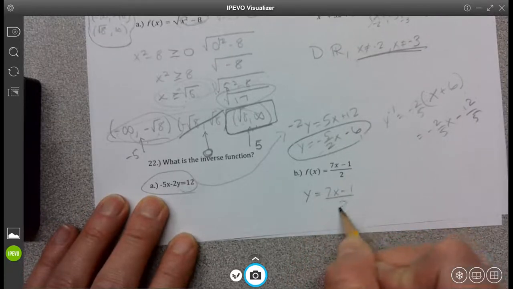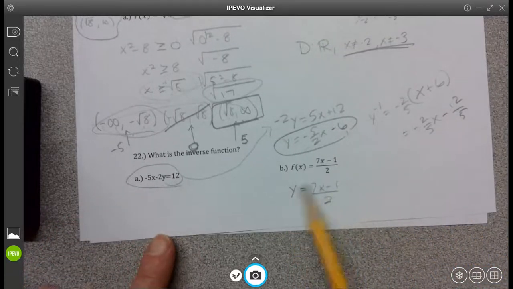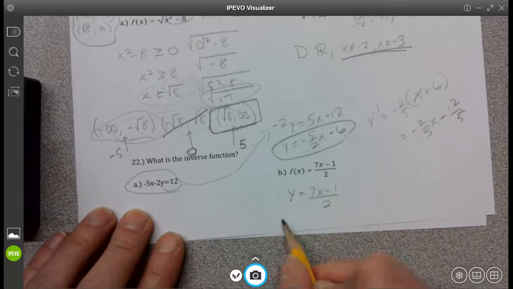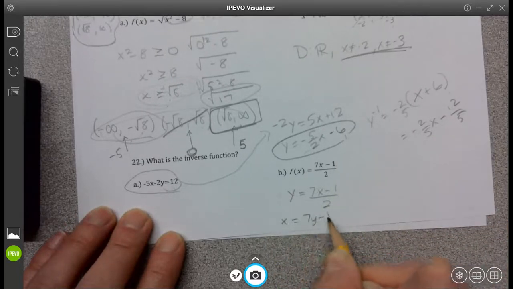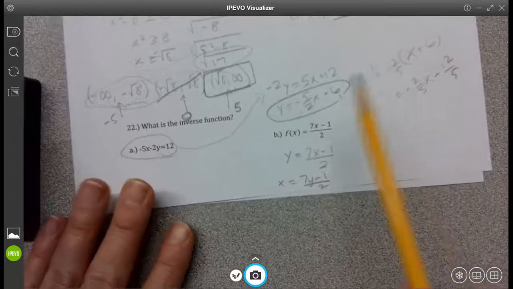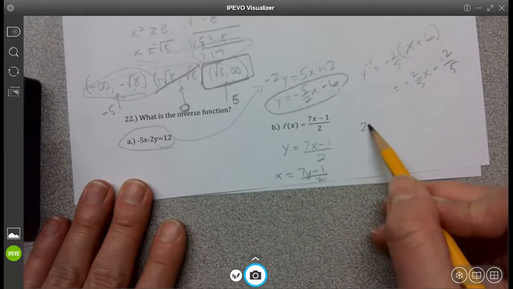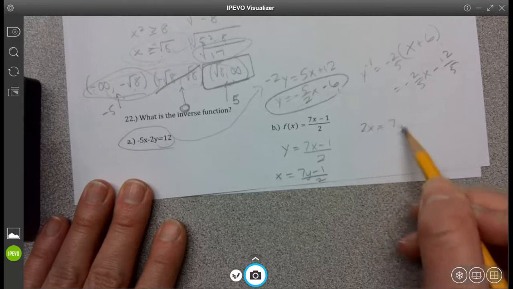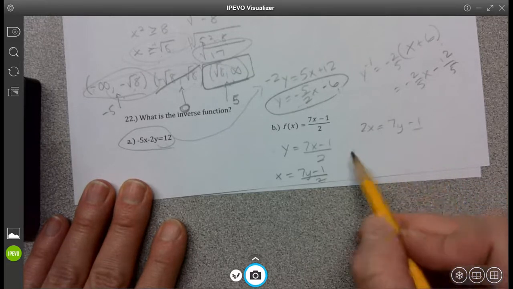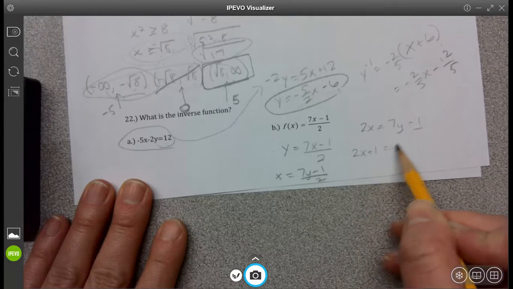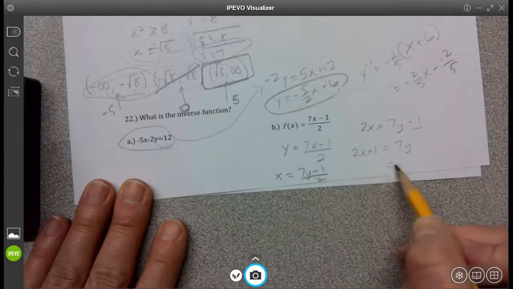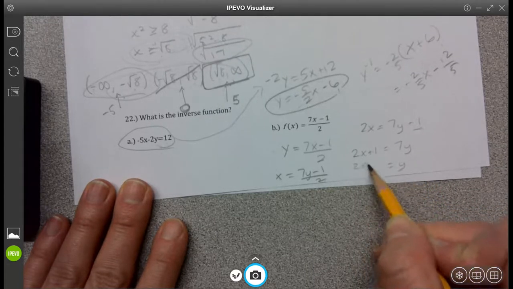This method is saying, okay, inverses are vice versa. So switch x and y and solve for y. We divided by 2. Now we're going to multiply by 2. We subtracted 1. Now we're going to add 1. We multiplied by 7. Now we're going to divide by 7.